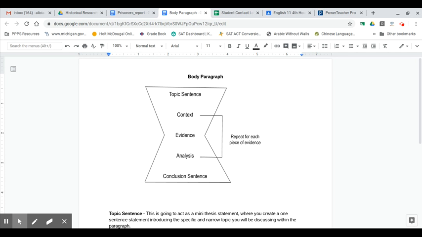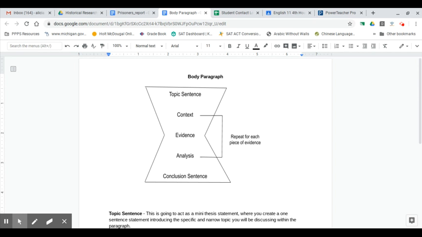You found evidence that you thought proved it. Now you have to explain to the reader why you believe that. You will repeat that process of context, evidence, analysis for each piece of evidence you have within a paragraph. Once you have presented all the information, you can then have your conclusion sentence.